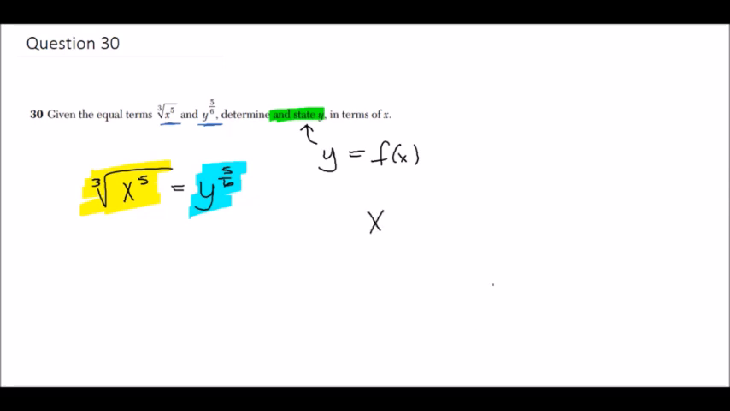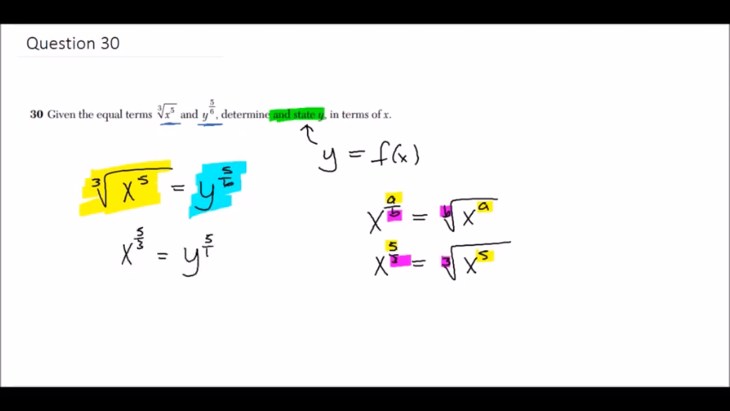So for this, we need to remember the law of exponents, that x to the a over b is the b root of x to the a. So if I have x to the fifth under a third root, I'm just going to rewrite this as x to the 5/3. So I will change this to x to the 5/3 is y to the 5/6.